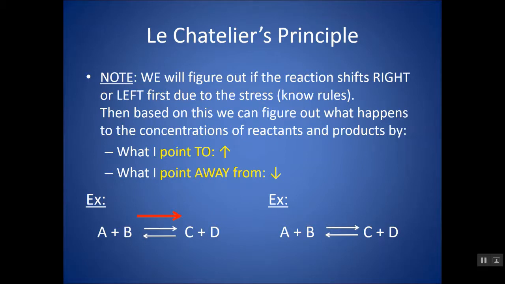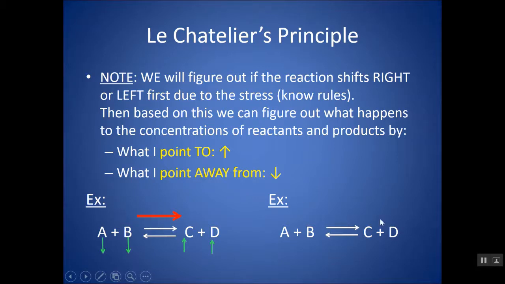If this is the case, what's going to be happening to A and B over time? Well, A and B are the reactants getting used up and going to the right, so they would be going down over time. C and D, what I point to, is being made, so that would go up over time. So if you're ever asked about what's happening to concentrations, first figure out the shift, whether it's going to the right or to the left.